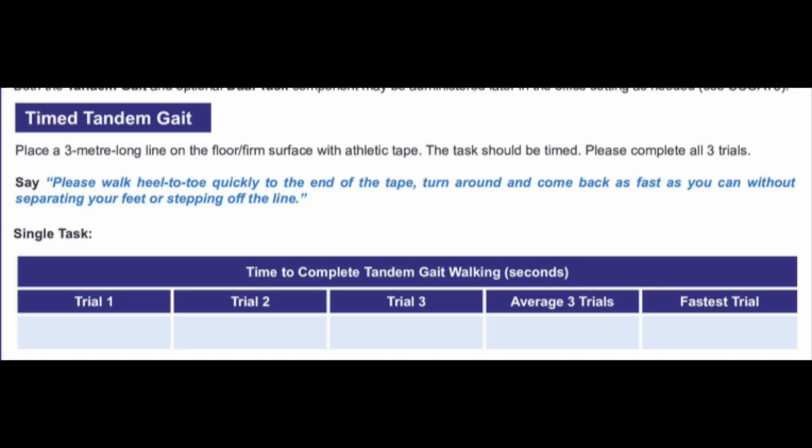Now that your athlete has finished all three trials, you record each trial, and then you're going to take the average of the three trials. So you're going to take 12.34 plus 12.30 plus 12.15, and you're going to divide that by 3, and we got 12.29. And then you're going to go ahead and record the fastest trial.